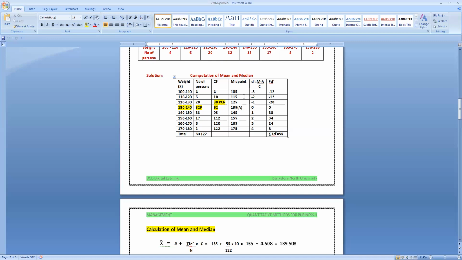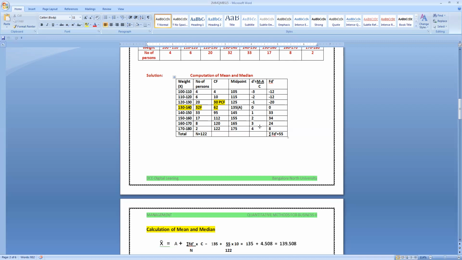115 minus 135 divided by 10 is minus 2. 125 minus 135 by 10 is minus 1. 135 minus 135 divided by 10 is 0. Then we get the plus values. 145 minus 135 divided by 10 gives 1. 155 minus 135 divided by 10 is 2. 165 minus 135 divided by 10 is 3. 175 minus 135 divided by 10 is 4. These are all the d dash values.